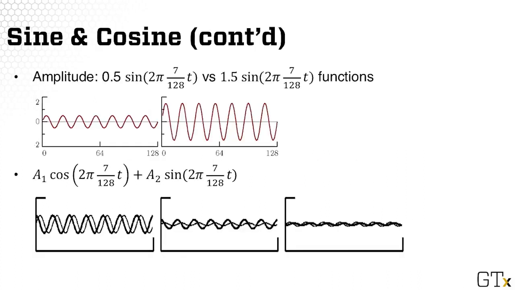This is an example of a sine signal with frequency 7 over 128, or 7 cycles over 128 time points, with different amplitudes, one with amplitude 0.5 and the other with amplitude 1.5. In order to see the difference between the two signals, I plotted them on the same scale. We can add up sine and cosine signals with different amplitudes to obtain more complex signals. Such signals will look very different depending on the amplitudes A1 and A2. If you recall from the first lecture of this course, we called this the harmonics decomposition used to model seasonality.